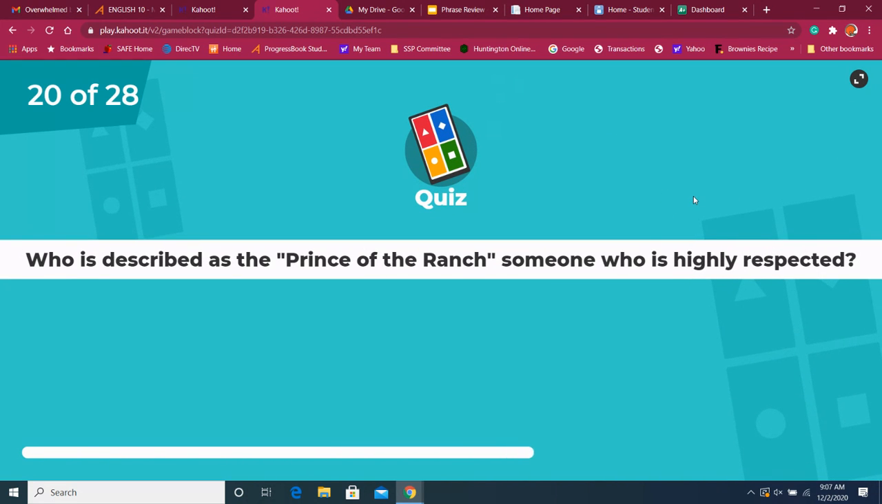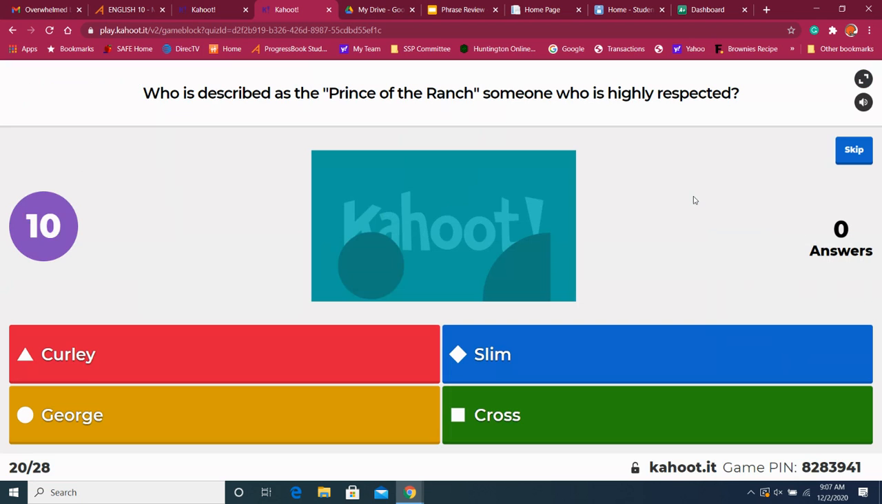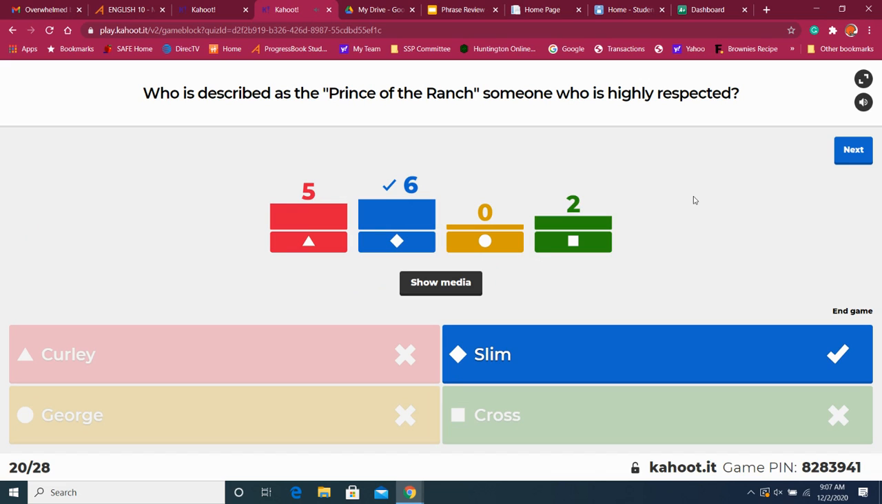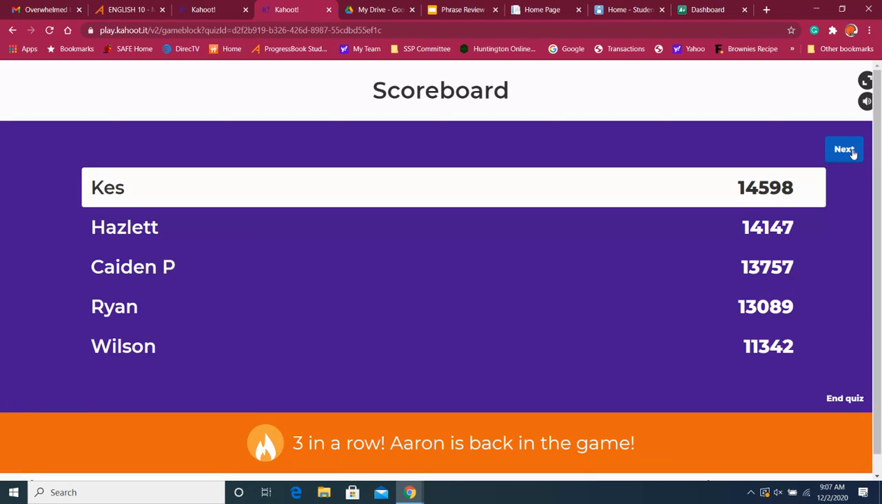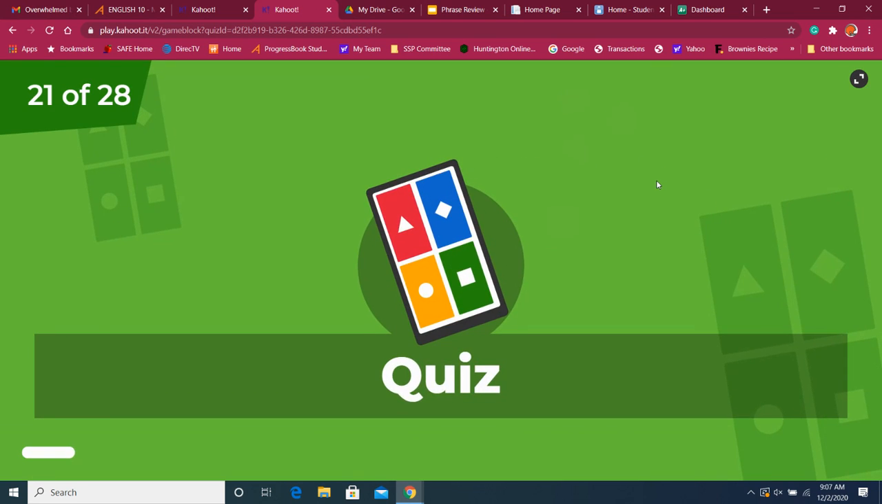Who is described as the prince of the ranch? Someone who is highly respected. Curly, George, Slim, or Cross? If anyone picks Cross, Cross is not a person. He's not even in there. The prince. Oh my God. Oh, that actually hurt. Okay. All right. We have a new leader, I just noticed. Still anyone's match here.